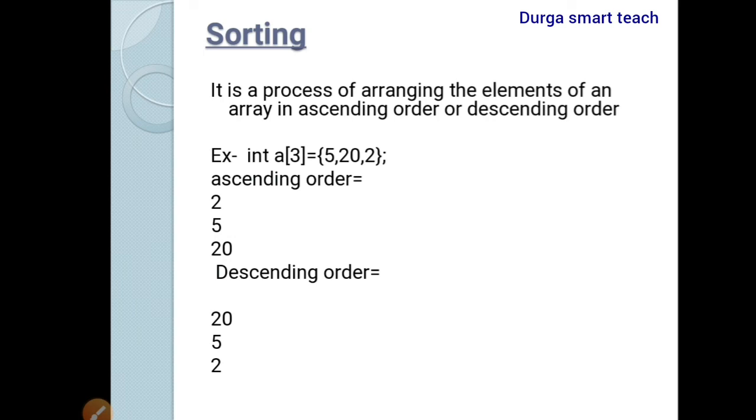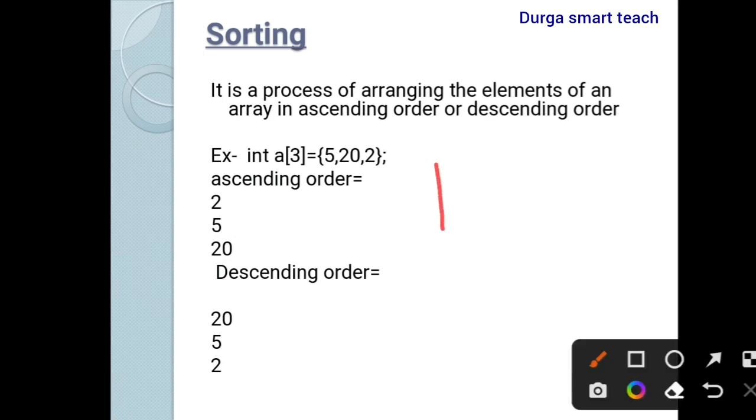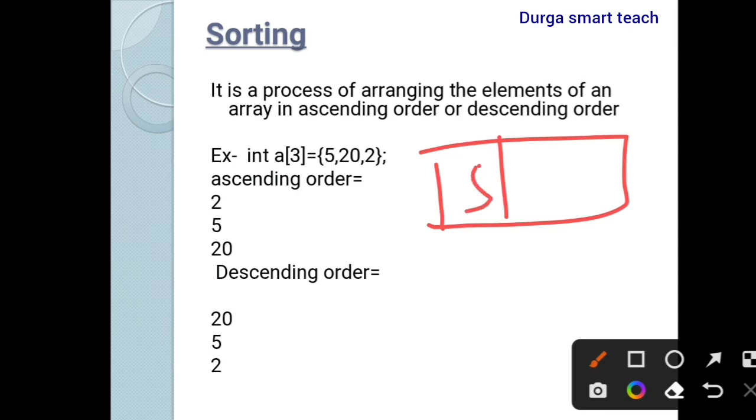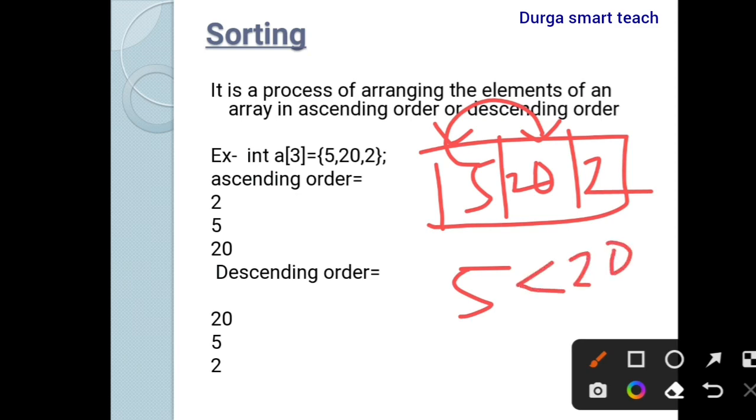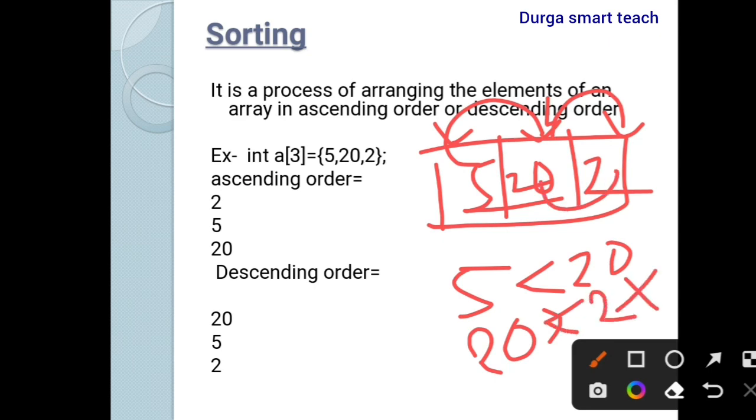Let's see the example. Here the array contains 3 elements: 50, 20 and 2. Ascending order means increasing order, and descending order means decreasing order. First you need to compare the first two elements. Is 5 less than 20? Yes, it is true, so there is no need to exchange these two elements. Next you compare the next two elements. Is 20 less than 2? This condition is false, so these two elements are shifted.